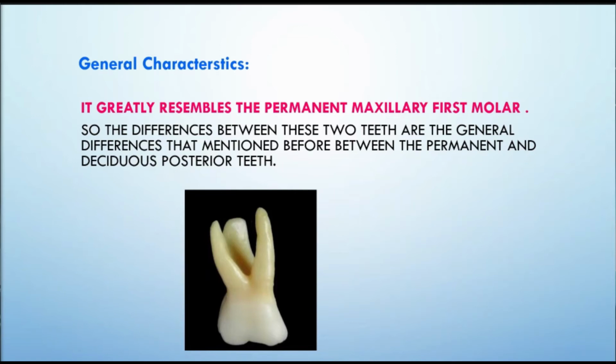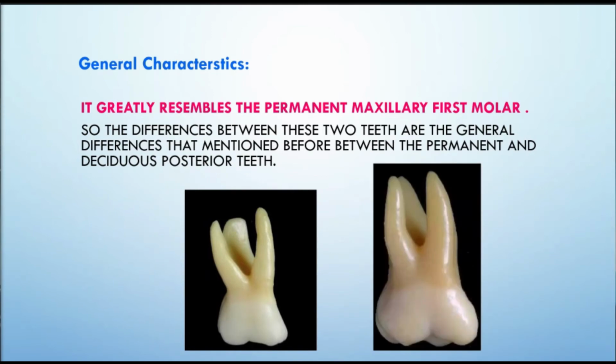So the differences between these two teeth are the general differences mentioned before between the permanent and deciduous posterior teeth. Size is small, it is opaque white, and the cervical area is very constricted, looking like a bulging area on the cervical area due to the abrupt end of the enamel. These are the differences between these two teeth. Otherwise, they look alike. This is the permanent tooth. This is the deciduous tooth.